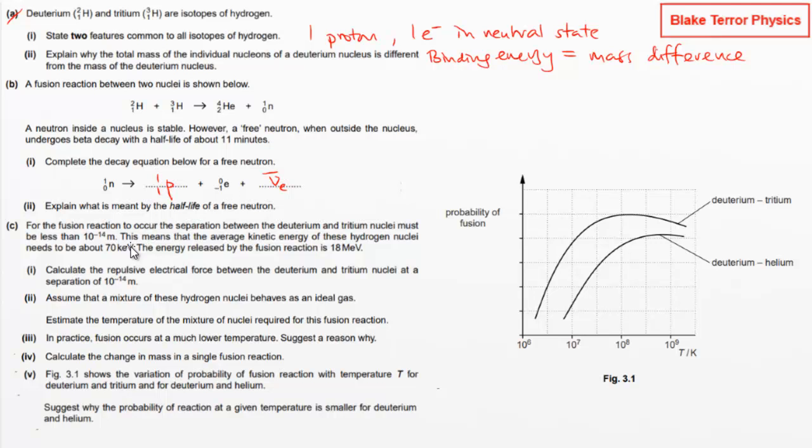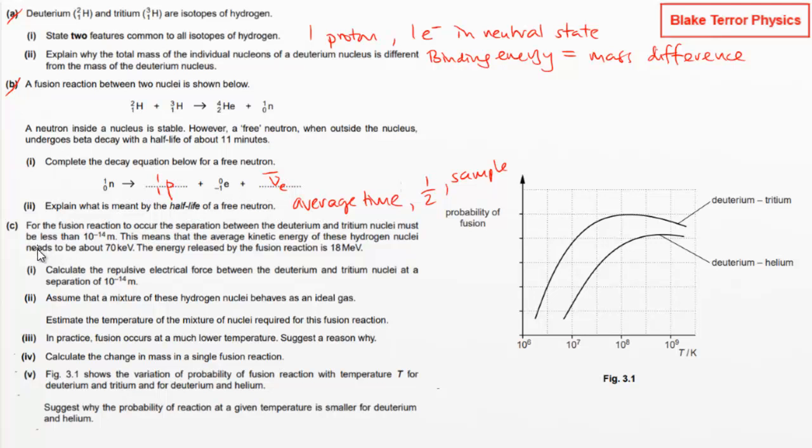Explain what is meant by the half-life of a free neutron. Half-life is the average time for half of the neutrons in a sample to decay. So you want to mention average, time, half, and sample. You want to get all of those words into your answer there.